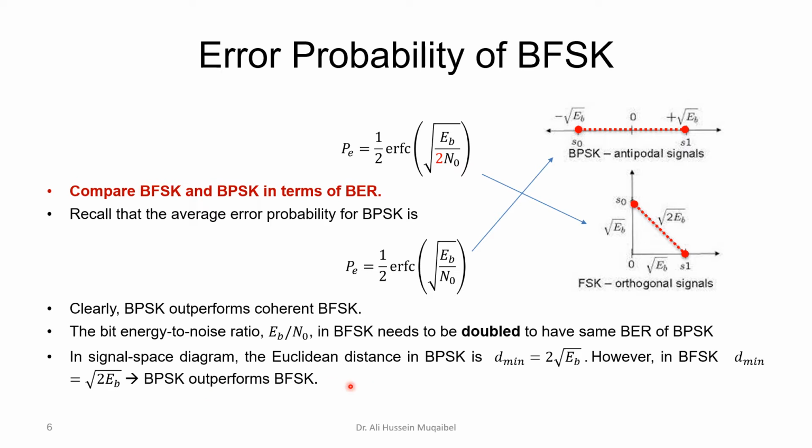In the signal space diagram, the Euclidean distance, the minimum distance here, is 2 times square root of EB. However, in the case of binary frequency shift keying, the 2 goes inside the square root. So there is a clear advantage for phase over frequency, but this does not mean that there are no applications or no scenarios where frequency would be more appropriate.